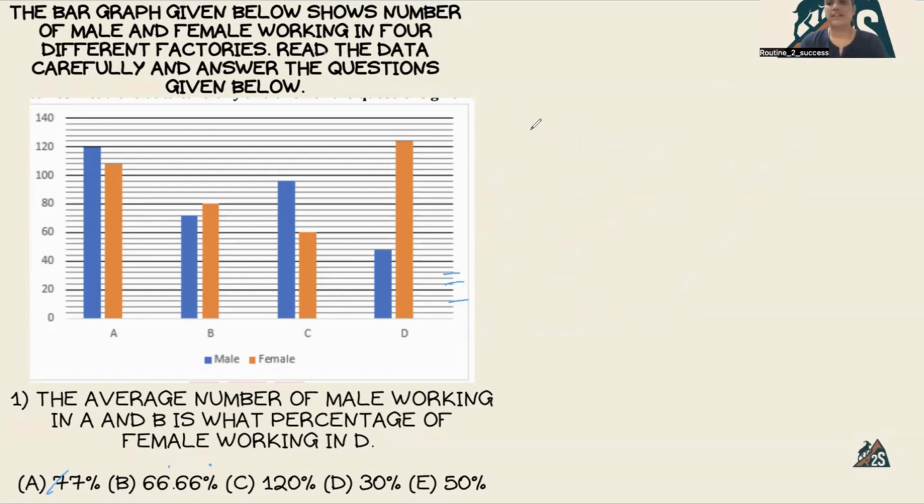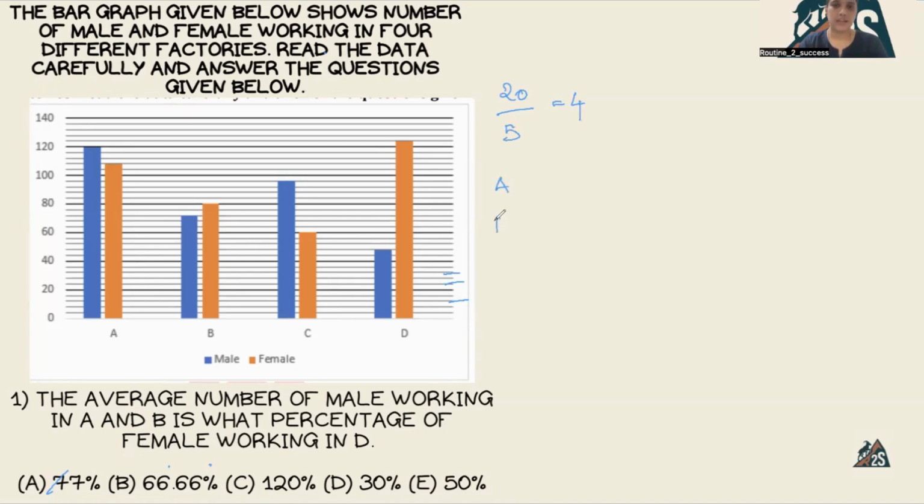Let us see the next set. In this set, a bar chart has been given, which represents the number of male and female workers across 4 different factories A, B, C, D. Before taking the data from the chart, we have to know the value of each line. So we will start with our calculation. It is 20 and there are 5 lines present. It is 4, so each line represents 4.